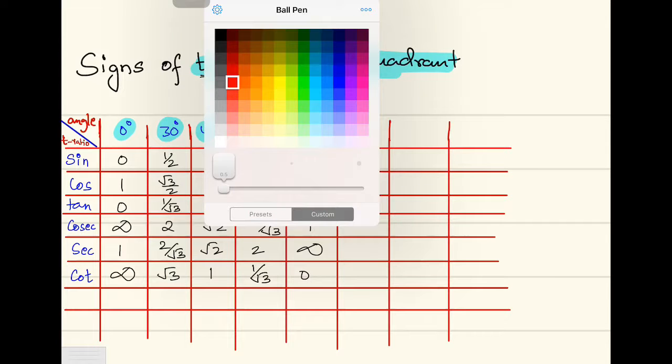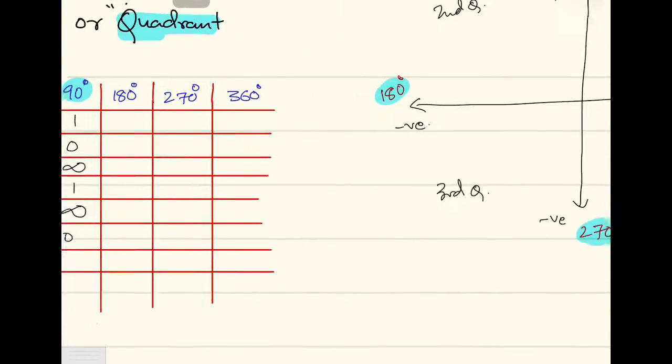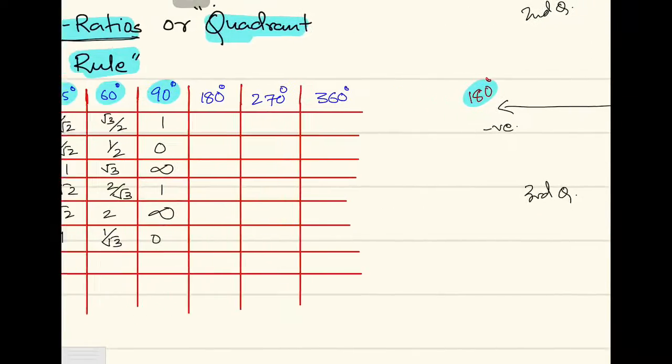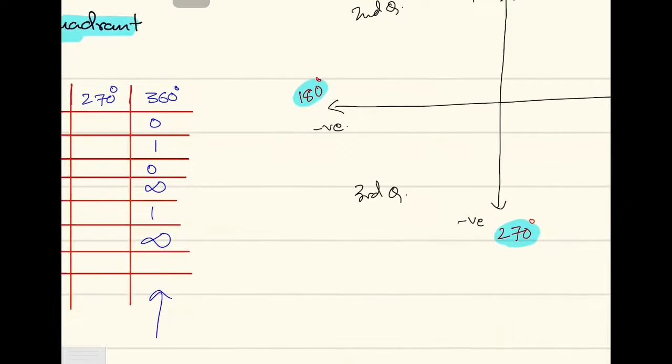So let us include these 3 values. So it will be 180 degree, 270 degree, and 360 degree. And 360 means exactly 0. Got it, everyone? So let's check it out. 360 means 0. So the values of 0 will be the values of 360. So whatever the values are here, same will be the values here. So it will be 0, 1, 0, undefined, 1, and undefined. So same values for 0, same value for 360, because 0 and 360 are exactly the same.